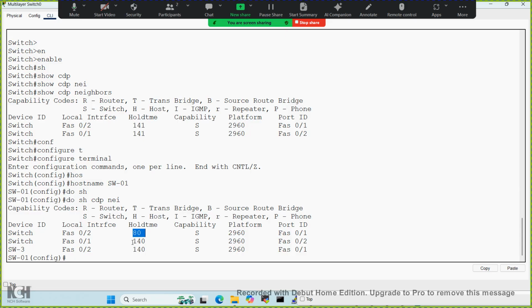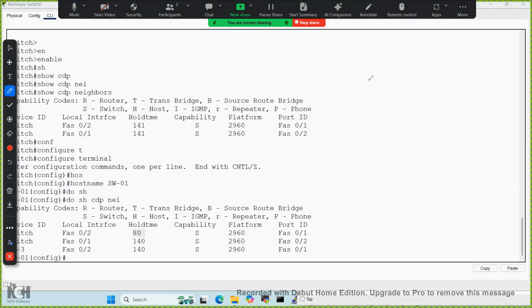One is the CDP discovery message forwarding time. After each 60 seconds, it forwards the CDP discovery message. And hold time, can you explain what hold time is?